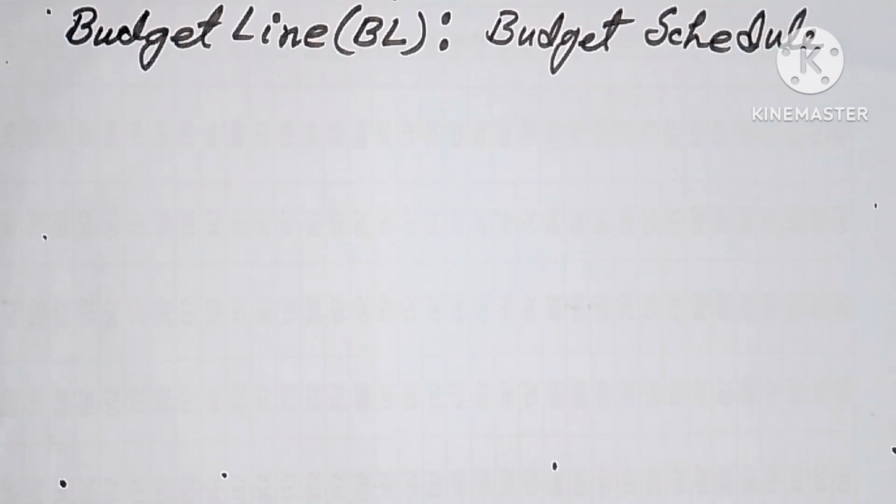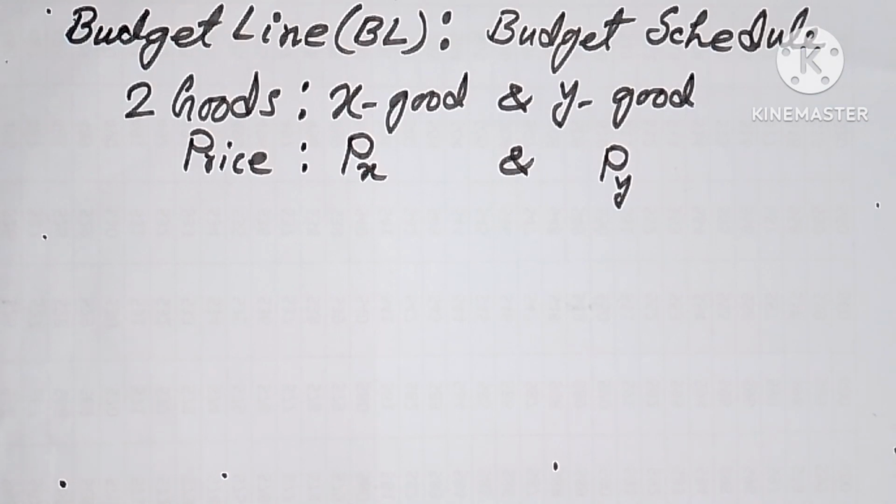A budget schedule is nothing but the tabular presentation of three things. One is the price of X, another one is the price of Y, and third one is the budget or income of the consumer when the consumer is purchasing only two goods, that is X good and Y good. So here we are assuming two goods.